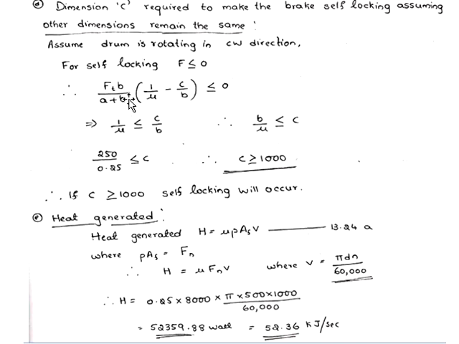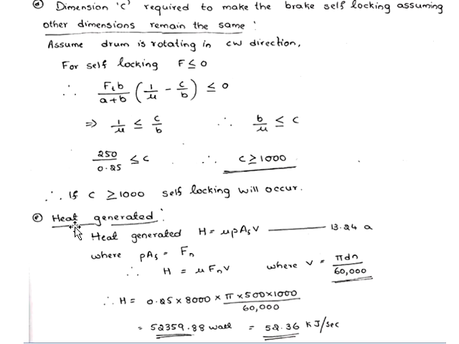After simplification, this term will vanish. So I will get 1 by mu should be less than or equal to C by B. Substitute all the values. You have to find out the C value. All other dimensions, B and mu, will remain the same. After simplification, you will get C should be greater than 1000. So this is the condition for self-locking. If C is greater than 1000 mm, self-locking will occur.